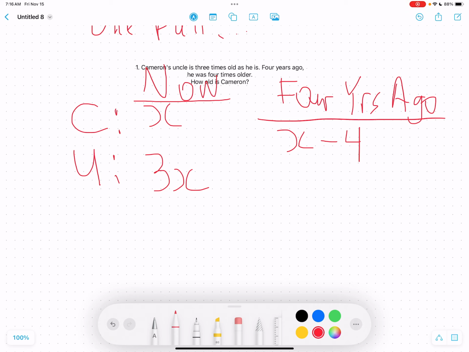How come no one pushes pause when I tell him to push pause? Okay, 4 years ago, well, okay, he was 3X minus 4.